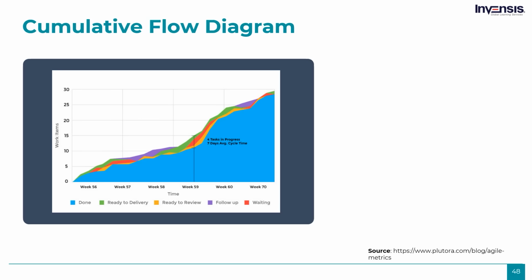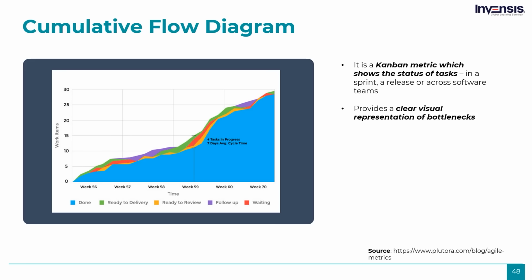The fourth metric that we have is the cumulative flow diagram. Cumulative flow is an important Kanban metric for ensuring a consistent flow of work across the team. It shows the status of tasks in a sprint, a release, or across software teams. As you can see in the image, the stories and the various story points are plotted in the vertical axis while the horizontal axis depicts time. Different colors are used to depict the different stages the stories are in. Bubbles or gaps in any one color indicate shortages and bottlenecks. For example, a big bubble in the chart in a verification or testing stage indicates this stage has insufficient resources.